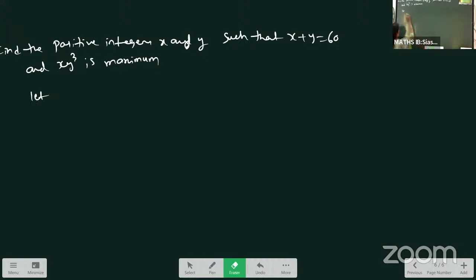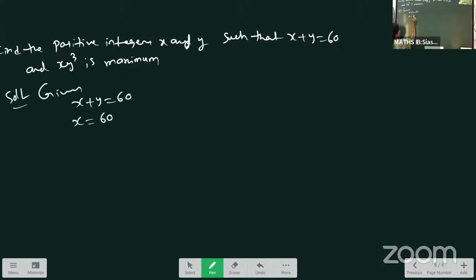Better go for the given equation. The solution goes like this. Given x plus y is equal to 60. So x is equal to what? Better we'll change y. y is equal to what? 60 minus x. So y is equal to 60 minus x.